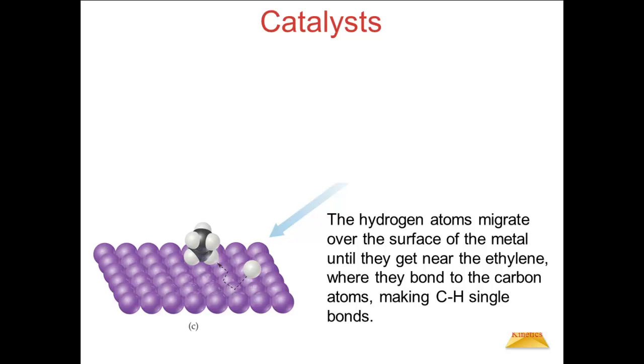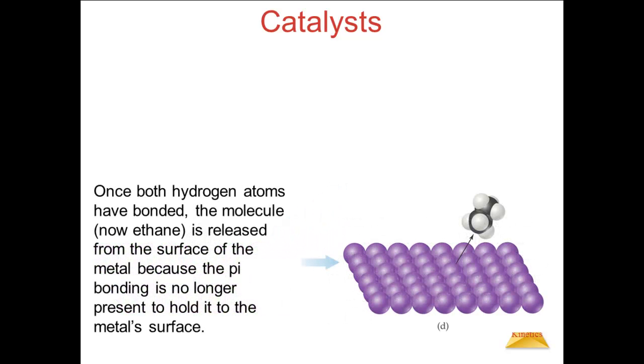A hydrogen atom forms a single bond with one of the carbon atoms, making 4 single bonds on the carbon and breaking the bond between that carbon and the metal surface. When both carbon atoms have bonded with hydrogen atoms, the molecule, which is now ethane, is released from the surface because there is no longer any pi bonding for the metal atoms to hold on to.